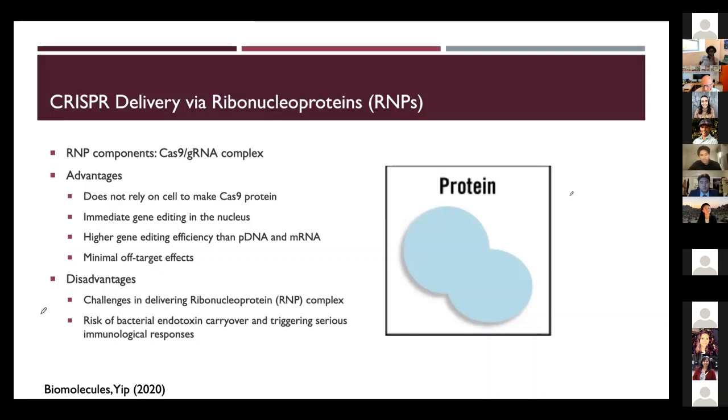However, there are some disadvantages that come with using RNPs. It is very challenging to deliver the RNP complex to the cells, and there is an added risk of bacterial endotoxin carryover and triggering of serious immunological responses, which can be seen through human clinical trials.